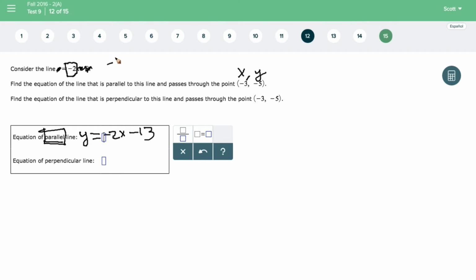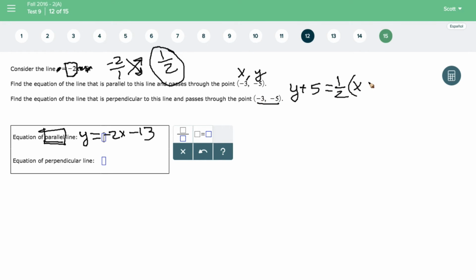If that's negative 2, we're assuming it's negative 2 over 1 to turn it into a fraction. Put it upside down, it becomes 1 over 2. This is negative, so this has to be positive. So my perpendicular slope is positive 1 over 2. And we see the numbers are the same, so we're going to use y minus a negative 5, which is the same thing as y plus 5, equals the slope 1/2 times x minus a negative 3, which is the same thing as plus 3.